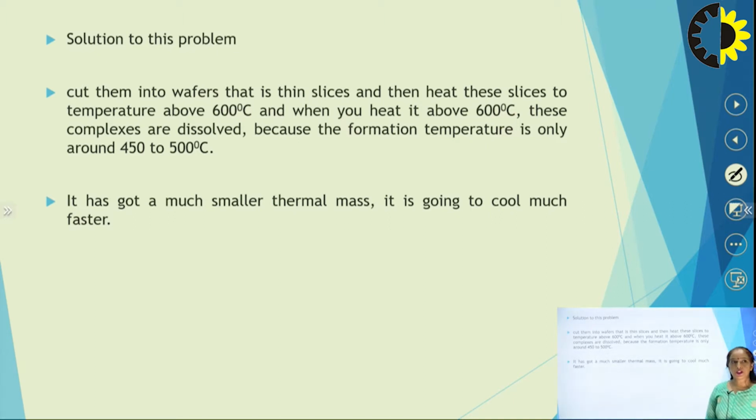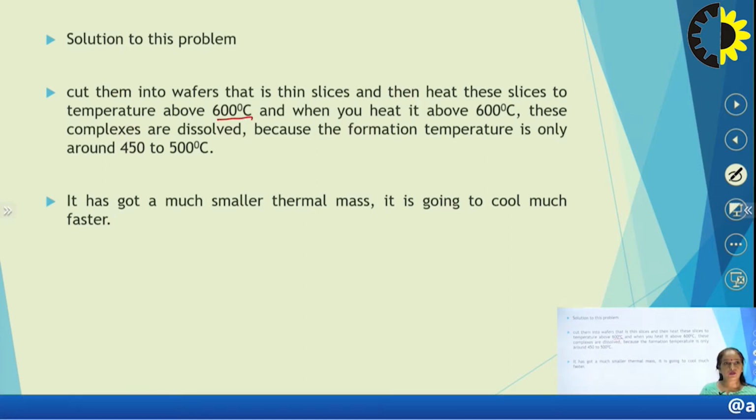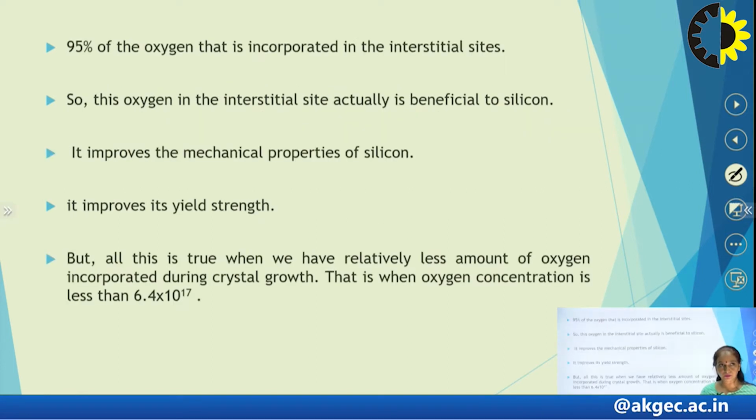So, what could be the solution to this problem? One solution is, when we cut this silicon ingot into slices, into wafers, to heat those wafers above 600 degree C. When you heat the wafer above 600 degree C, those complexes will be dissolved because their formation temperature is less than 600 degree C, that is 450 to 500 degree C. And second, they have a very small thermal mass, so they will cool down very quickly and oxygen will not precipitate easily.